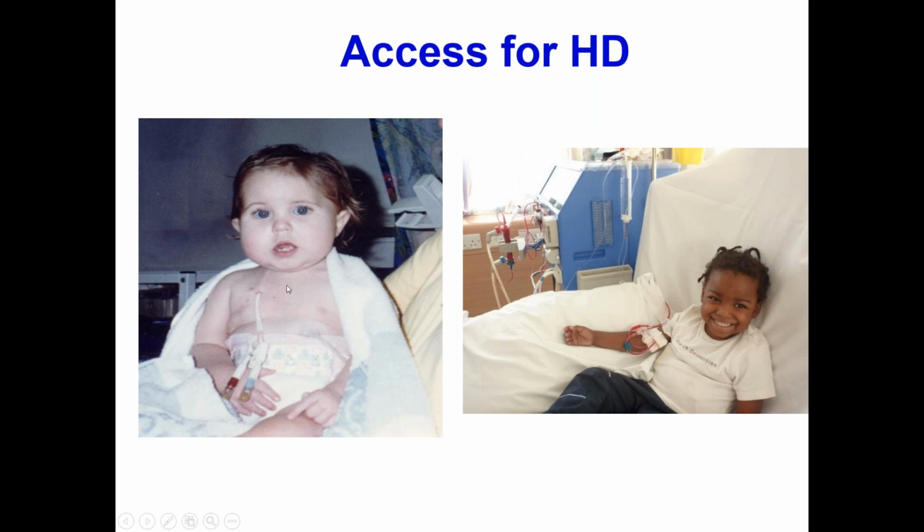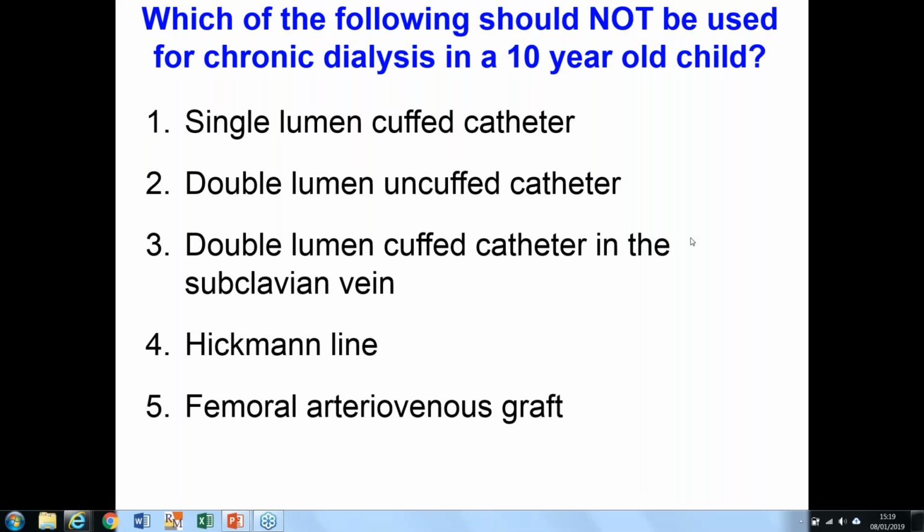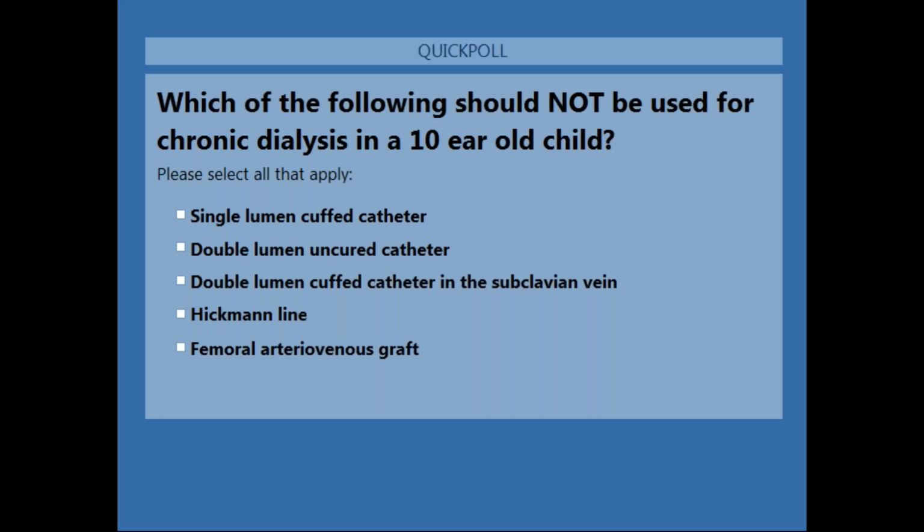And let's look at this. So 2 young children, one with a central venous line and one with a fistula. I can tell you that this boy with a fistula was just over 3 years of age and weighed about 13 kilos at the time. So, which of the following should not be used for chronic dialysis? Now we're going to a higher age, to a 10-year-old child. So, if we go to this question here, which of the following types of lines should not be used for chronic dialysis in a 10-year-old child?